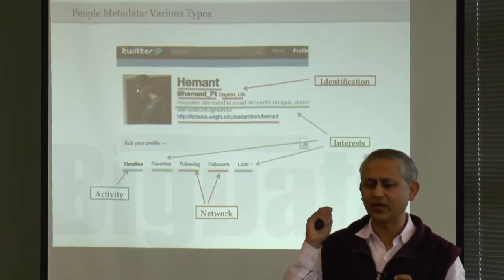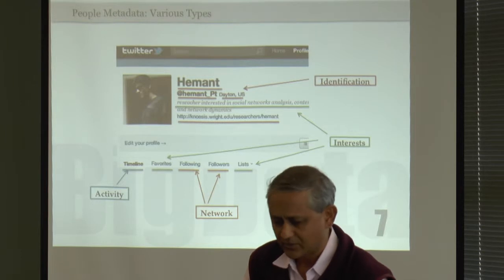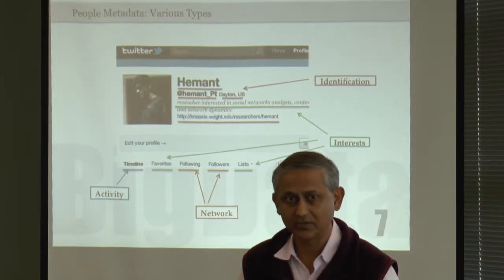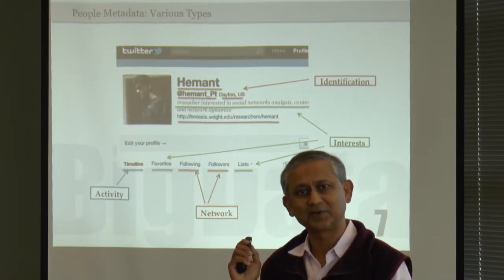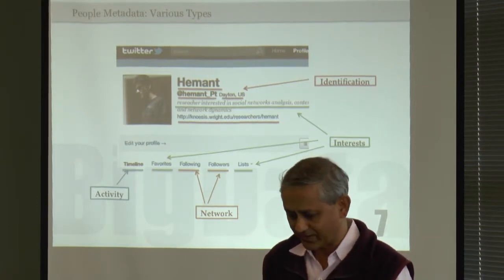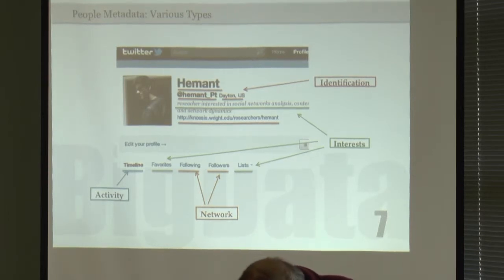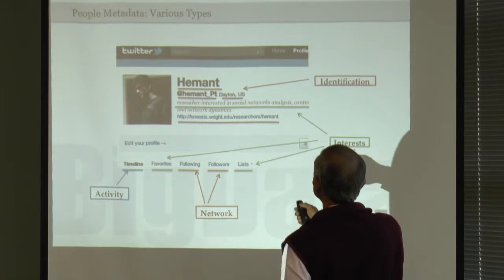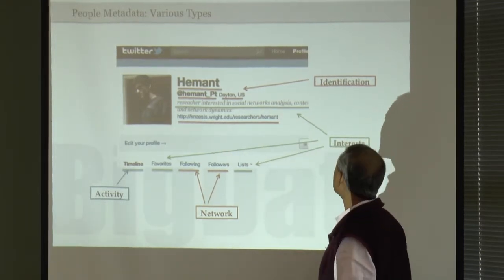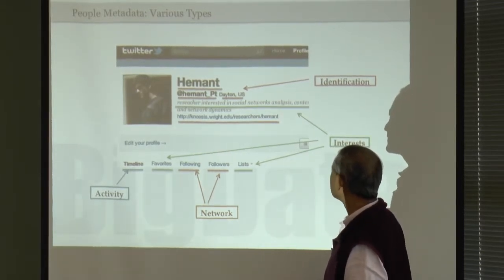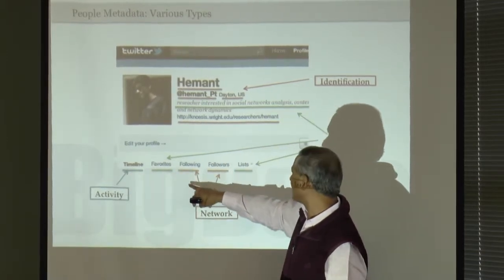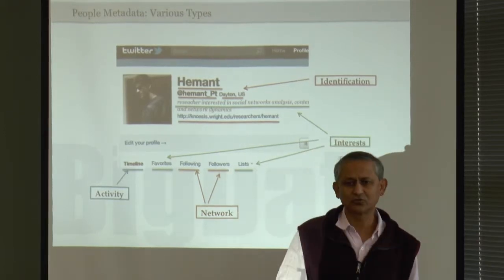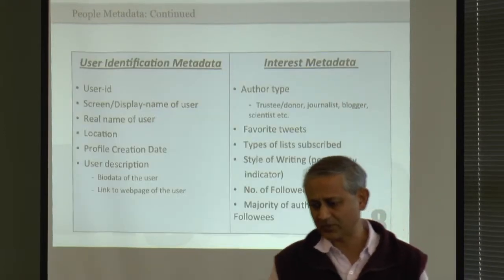So, for example, if you look at a profile page, you can see there is an identification of the person involved. It also specifies where that person is from. There is a home page for that person, and information on his interests. He's interested in social network analysis and content and network dynamics. There's all this other information: his activity on the timeline, the favorites, other things that he has done. So you can pick up a whole bunch of information of that kind.